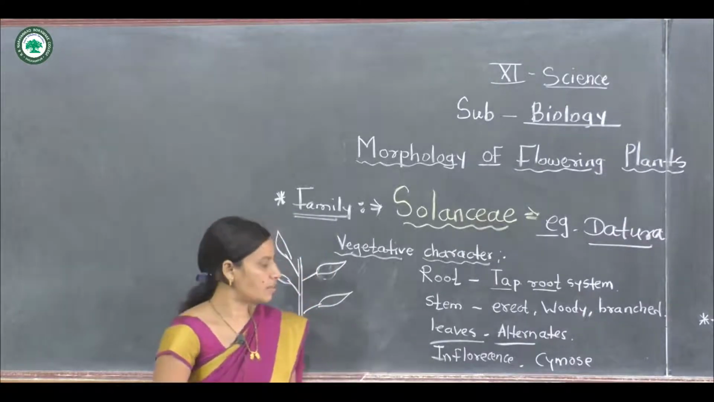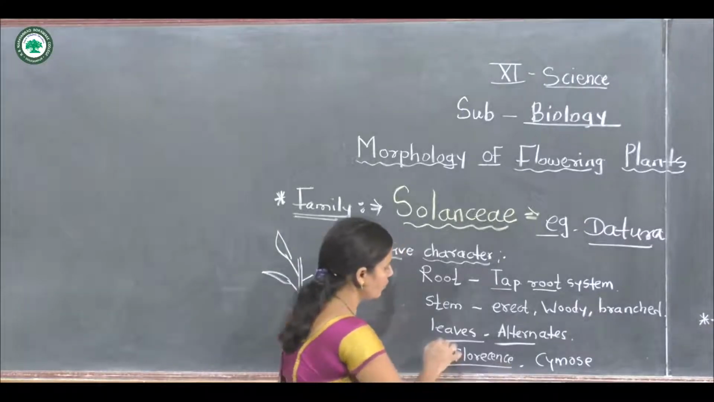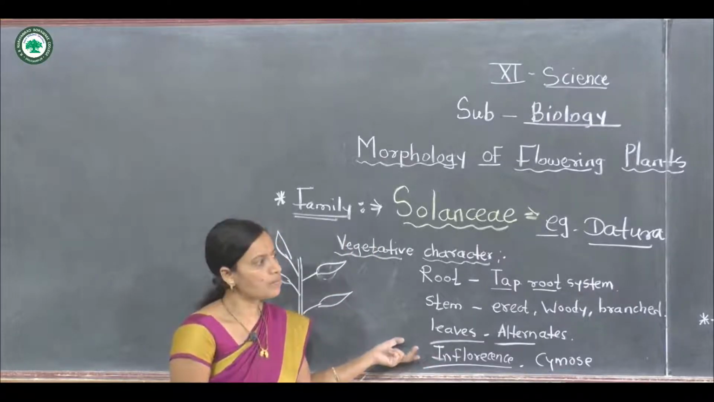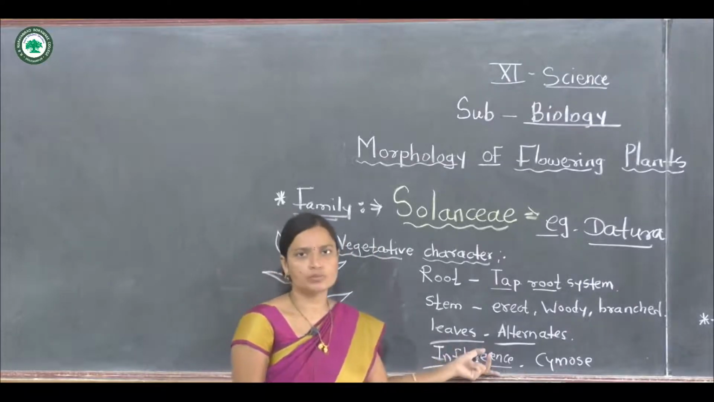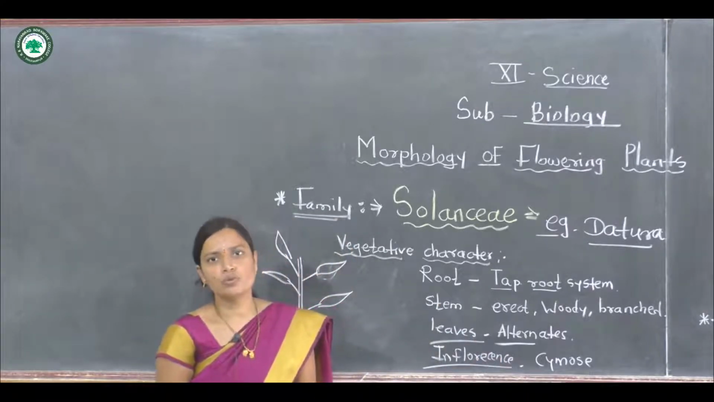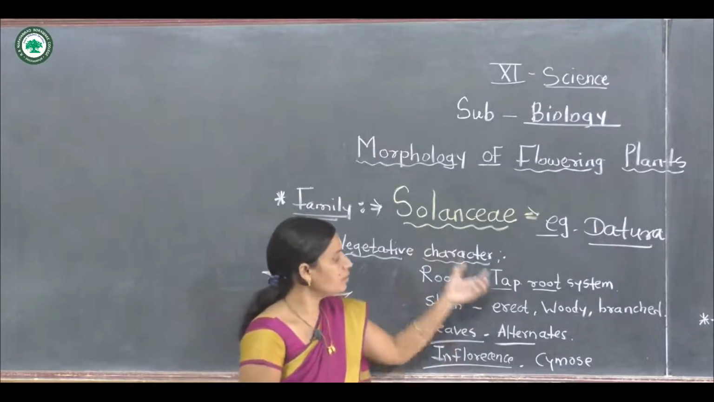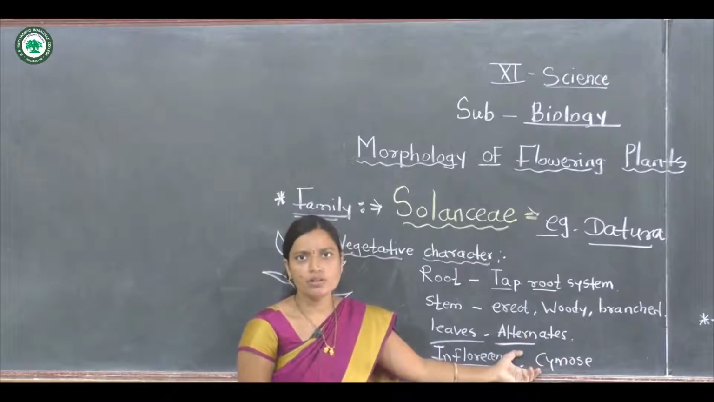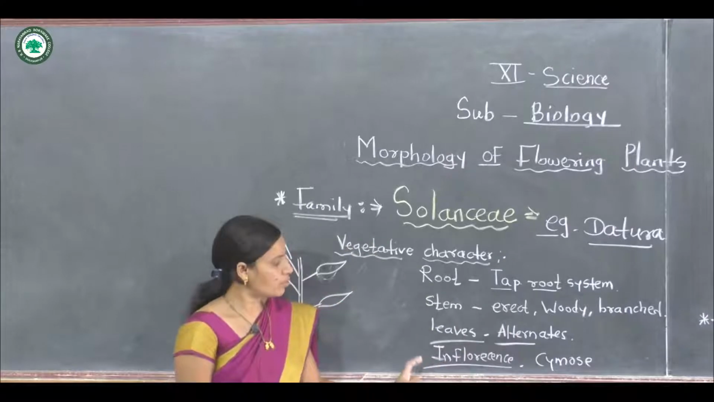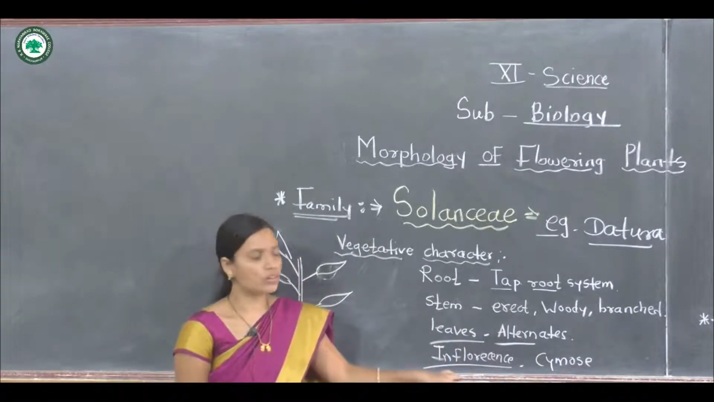The next character is inflorescence, which is very important. Inflorescence means a group of flowers. In some plants flowers are present in groups, and this group of flowers is called the inflorescence. In this family we find the cymose type of inflorescence. Inflorescence is classified into cymose and racemose types.